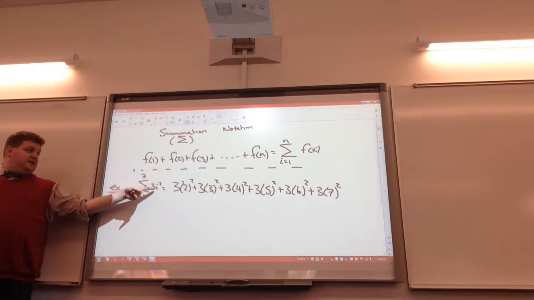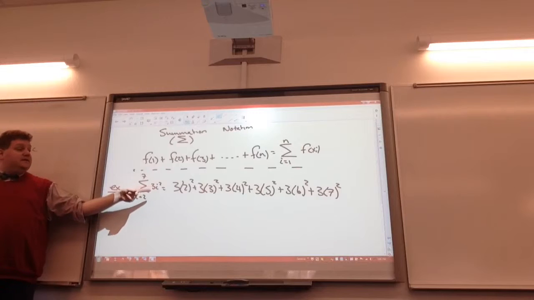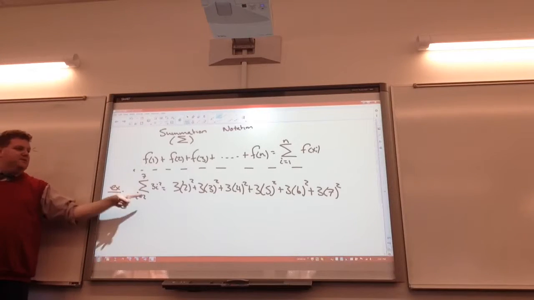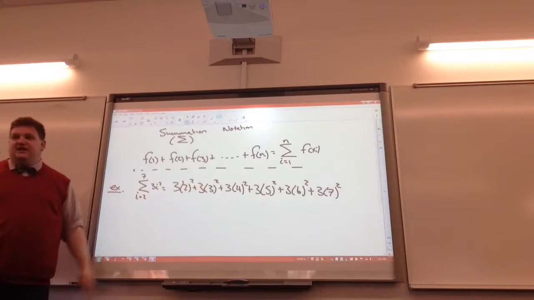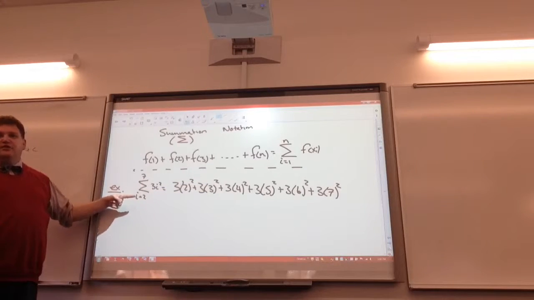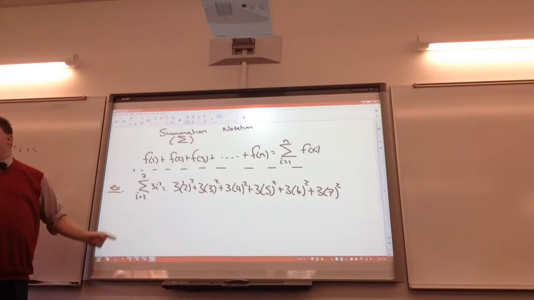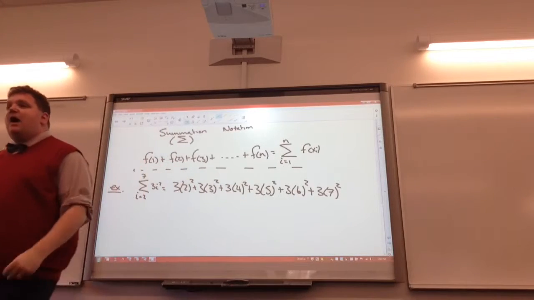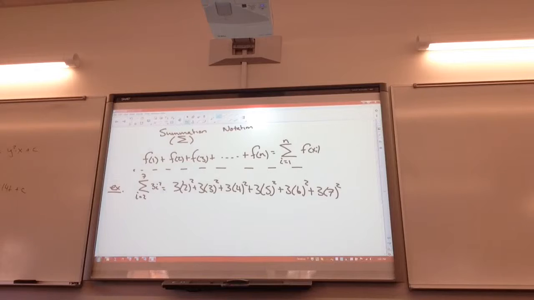So in this case, the I there, notice that was the only thing that changed, okay? The 3 did not change. We didn't do anything with the 3, it just stayed a 3. The square didn't change, it just remained square. The only part that was changing was the I, and that just changed from my first number, 2, in this case, going to my last number, 7. You just go up by one natural number every time, okay? That's how these series work, and that's how sigma notation works, okay?